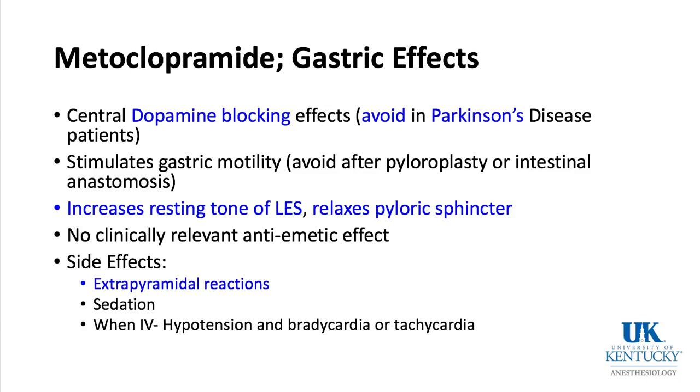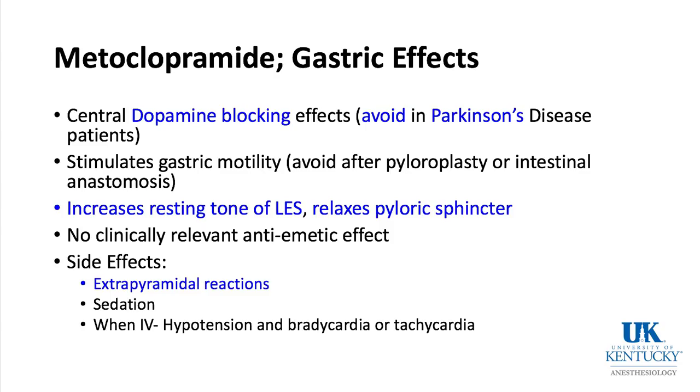The next key word is metoclopramide or Reglan and its gastric effects. We usually use Reglan to help stimulate gastric motility, and we say we probably shouldn't use that drug because of its dopamine blocking effects in Parkinson's patients, because Parkinson's patients already don't have many dopamine receptors, and if we block them, they may not be able to move. So that would be a contraindication, Parkinson's disease. Also, you probably would not use Reglan in someone who's had a pyloroplasty or has an intestinal anastomosis or an obstruction of their gut.